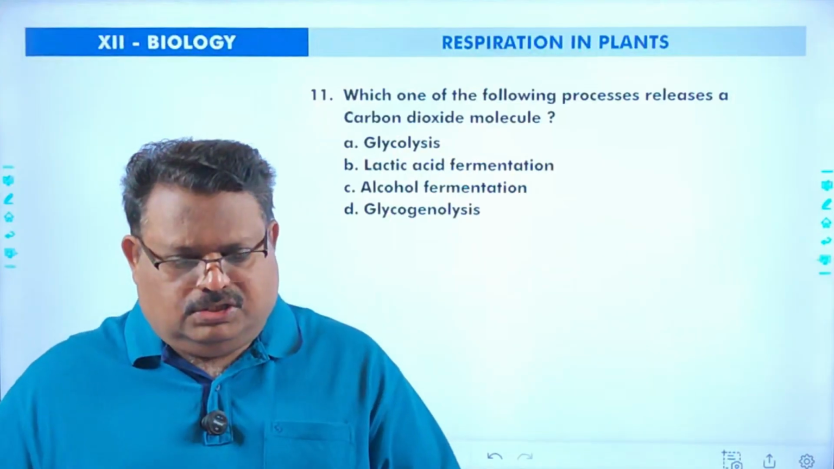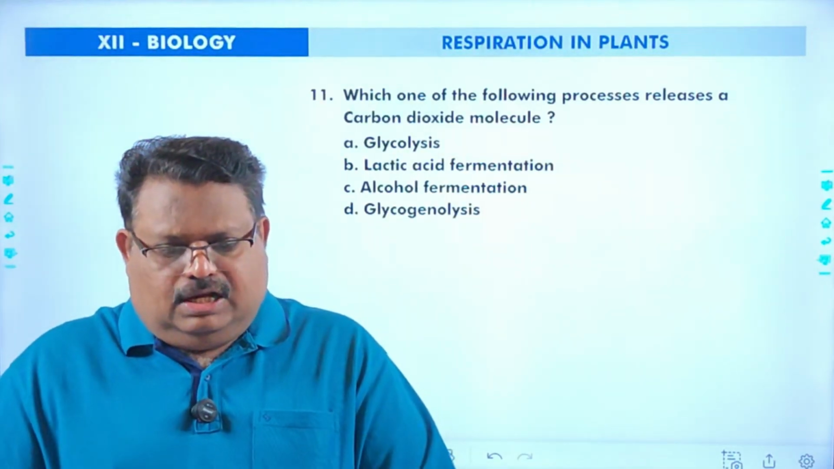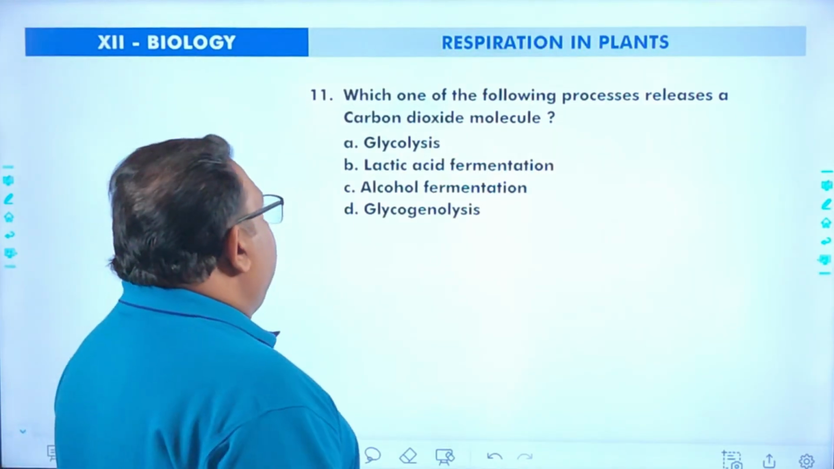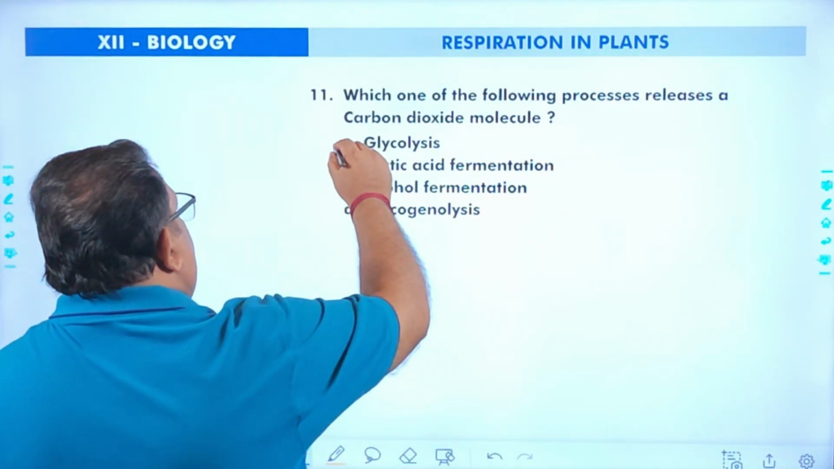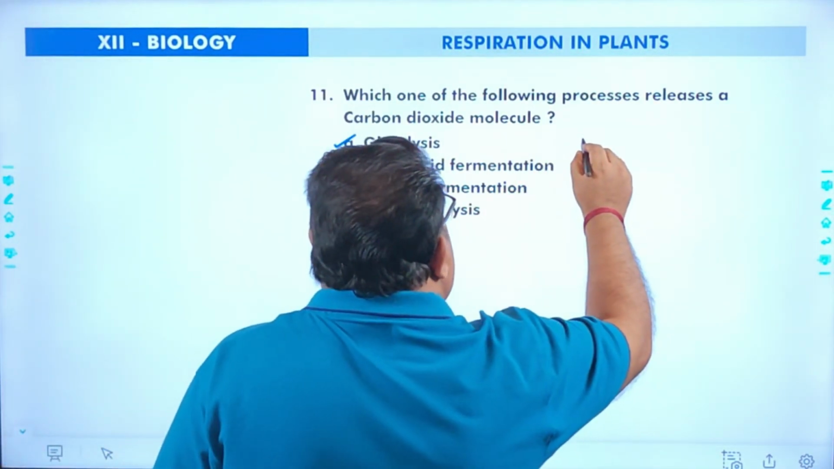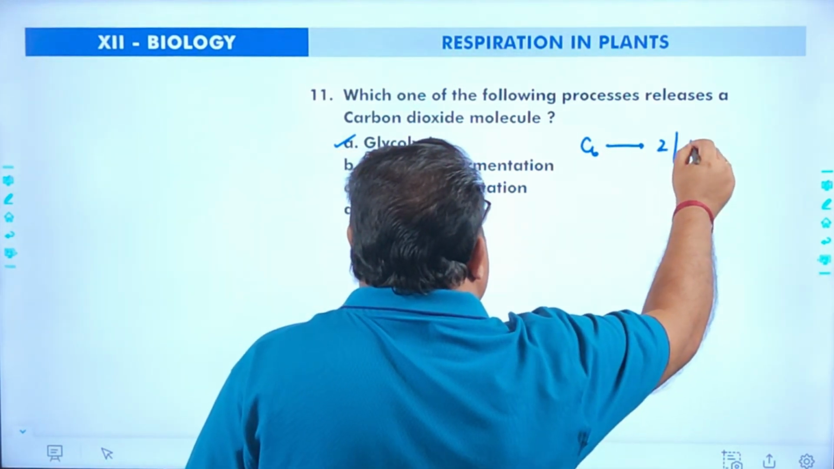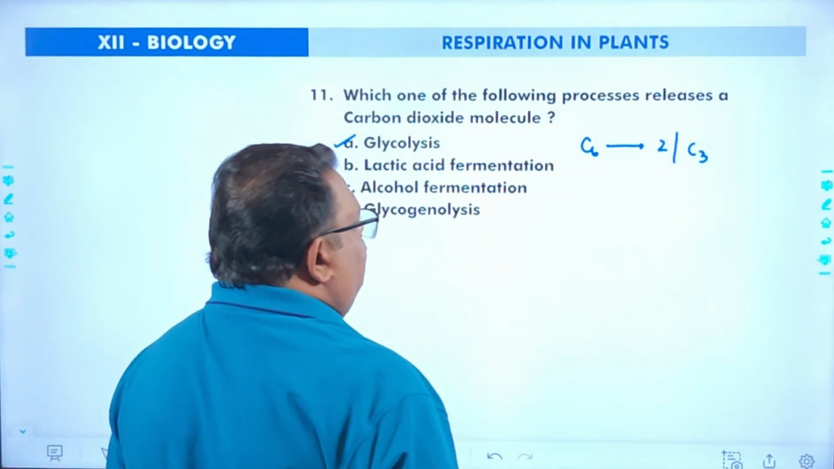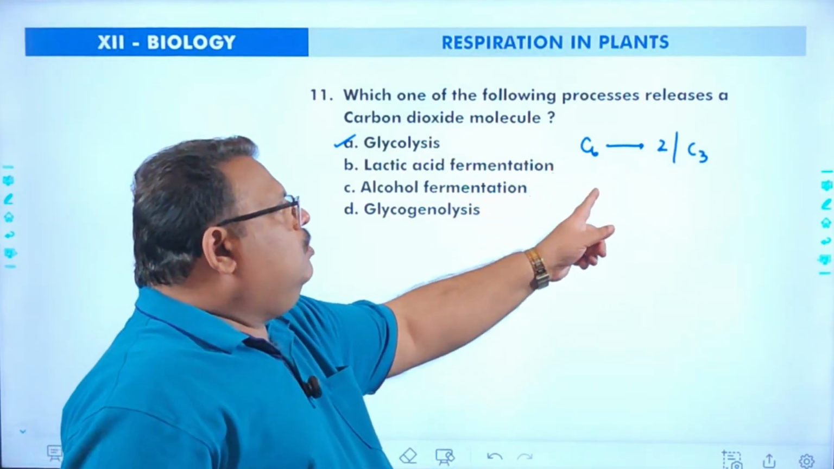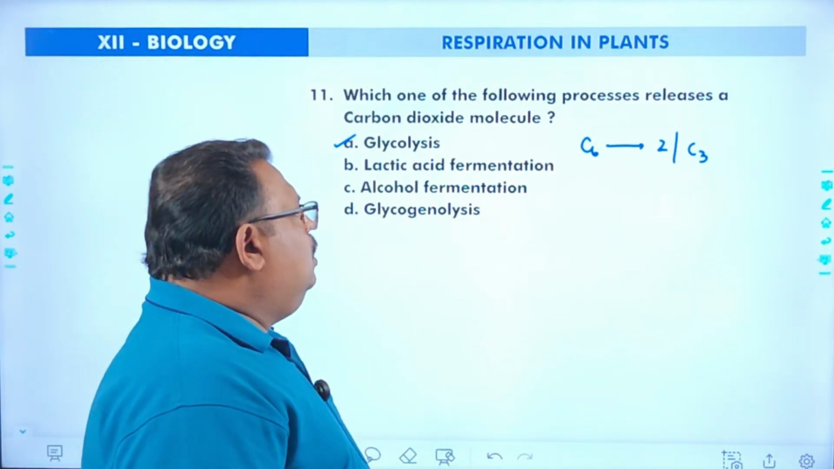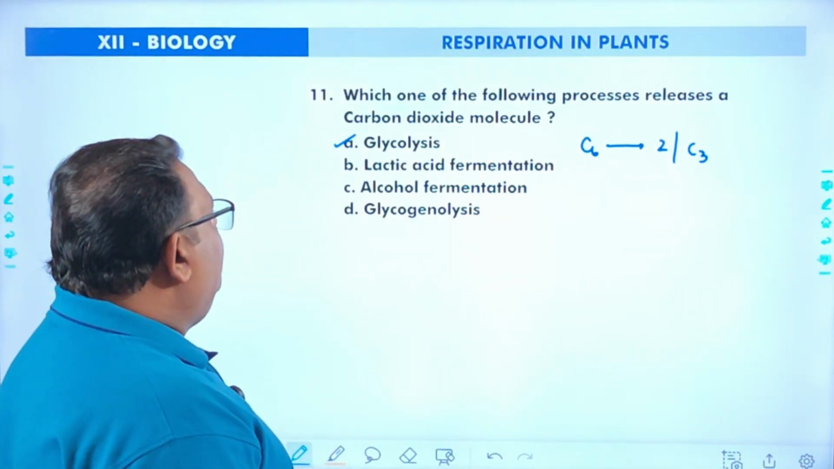Okay. Question number 11. Which one of the following processes releases a carbon dioxide molecule? During glycolysis, one molecule of glucose is converted into 2 molecules of pyruvic acid. One 6-carbon compound is broken down into 2 molecules of 3-carbon compound. So there is no carbon dioxide release.